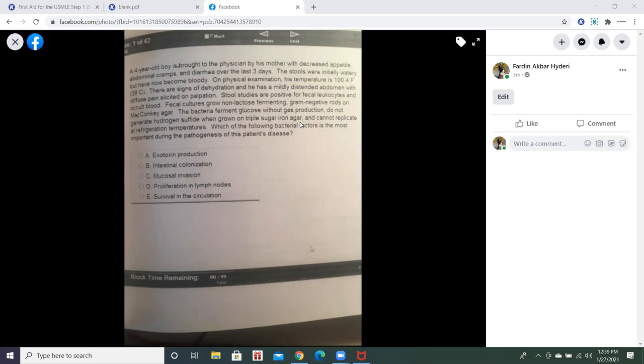Okay, so when I told you that in microbiology the only high yield things are the tables, was I correct or not correct? So you don't even have to think about this. Which of the following bacterial factors is important during pathogenesis? Which one is important over here? Which one will Shigella do? If you are ready, please tell me you're ready and let's provide the answer. Shigella's mechanism of action, which one will it do?